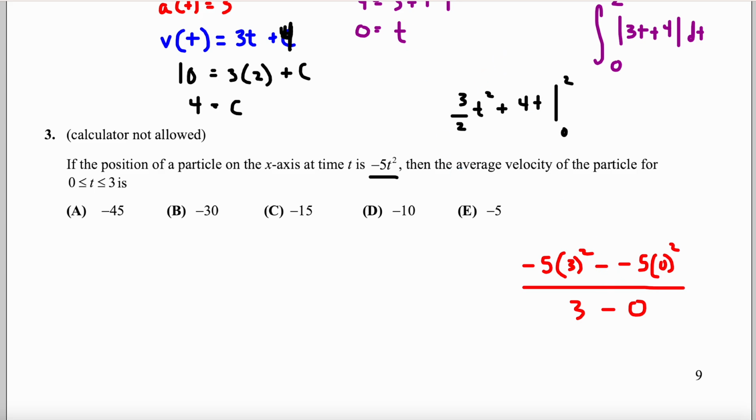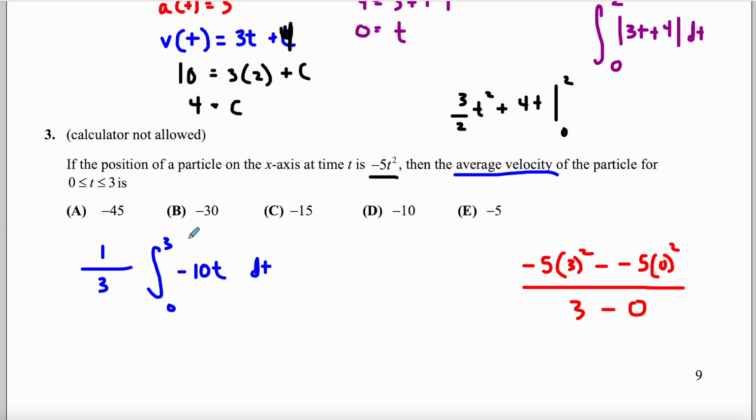But now that I'm in second trimester of calculus, I learned average value can also be done. So we do 1 over the spread of the interval, and I average the integral of the velocity function. So if position is negative 5t squared, velocity is negative 10t.